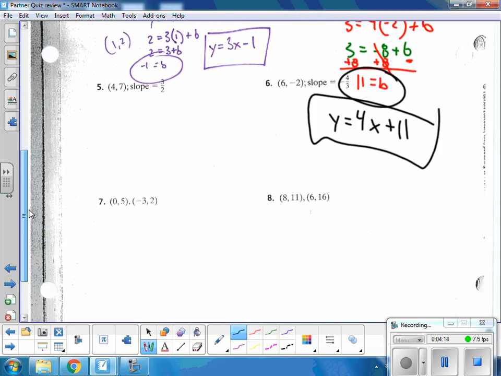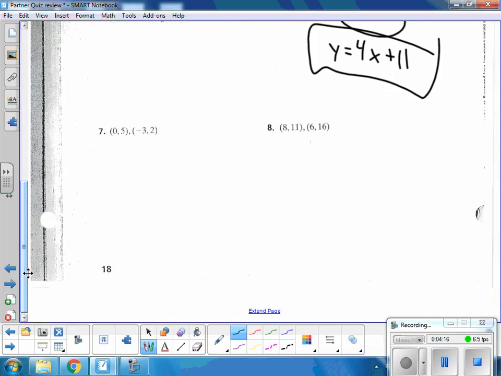Okay, let's try another one. Here, let's look at number 7. I can notice this right here, and some of you noticed that earlier, is that when I have a point at 0, 5, if I graph this, that is actually going to be my y-intercept. So I already know my y-intercept. B equals 5. So I need to find my slope.